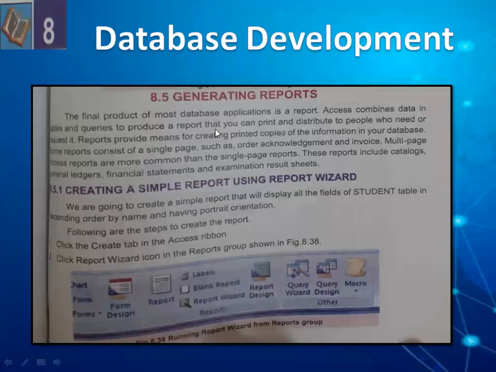So dear students, the last object is reports. Here, the final product of most database applications is a report. Access combines data in tables and queries to produce a report that you can print and distribute to people who need it. Some reports consist of a single page, such as order acknowledgements and invoices. Multi-page Access reports are more common than single page reports. These reports include catalogs, journals, financial statements, and examination result sheets.